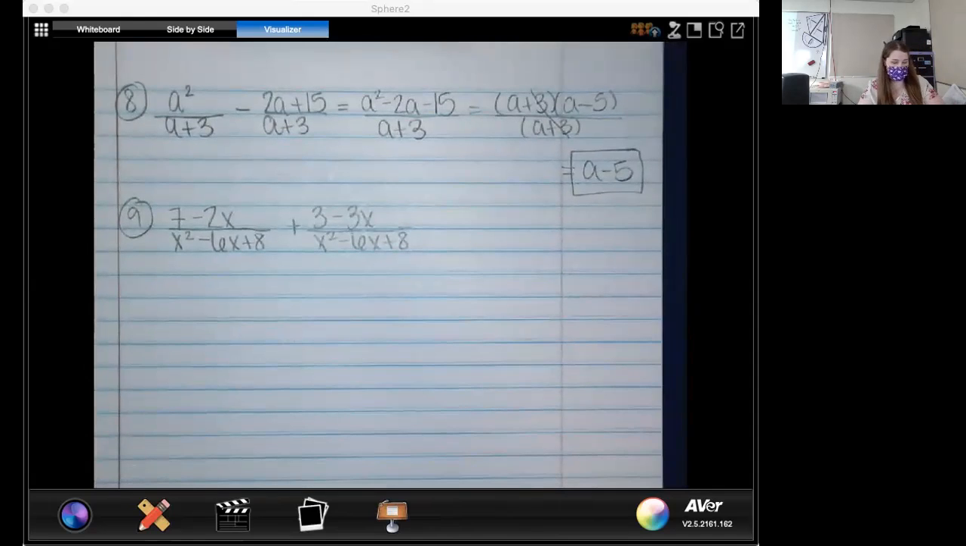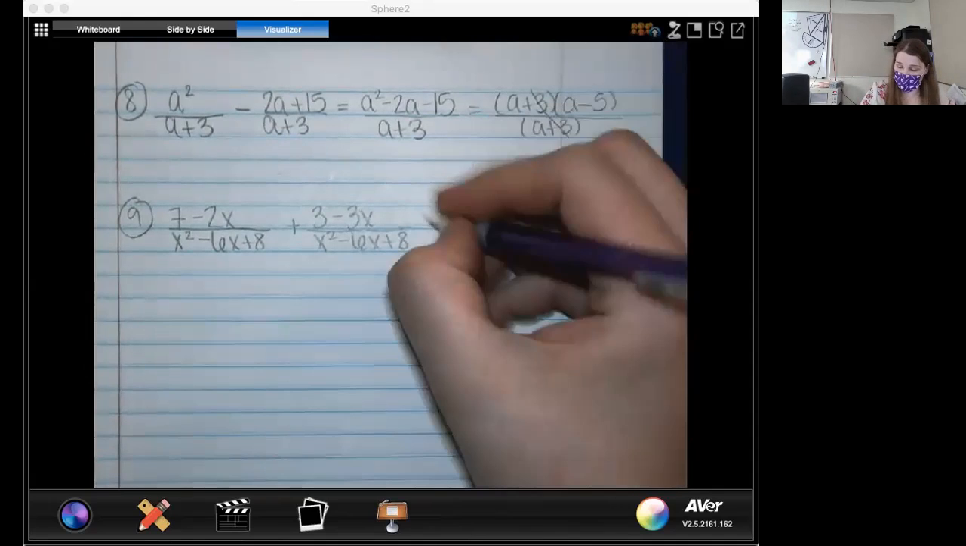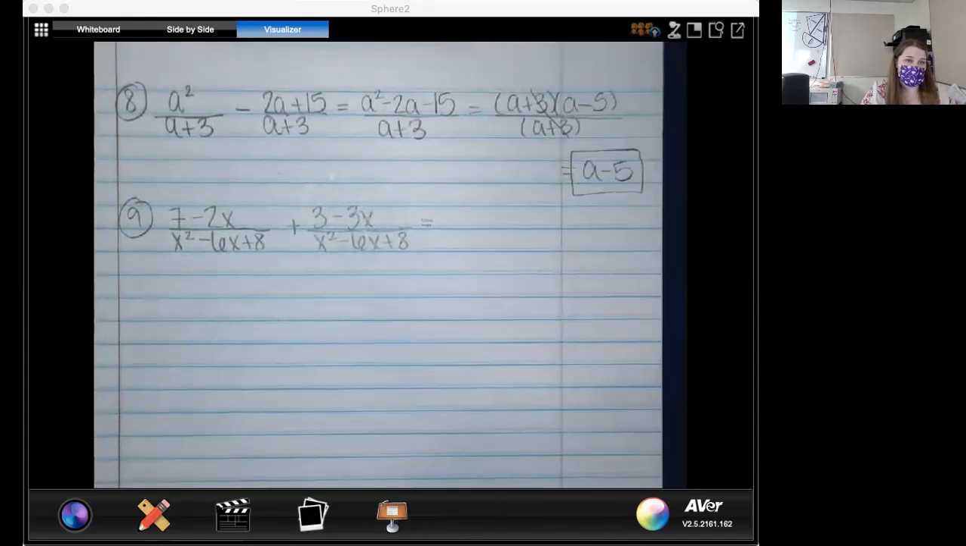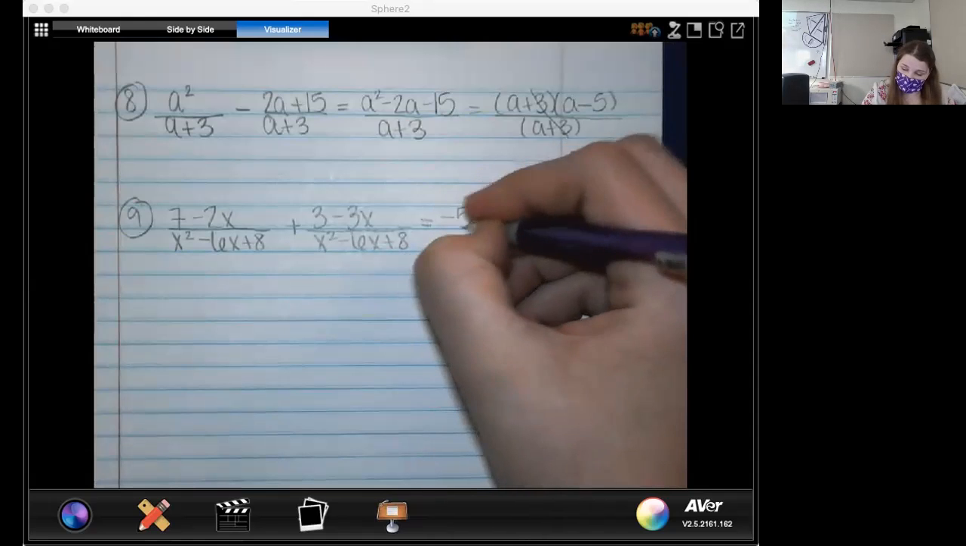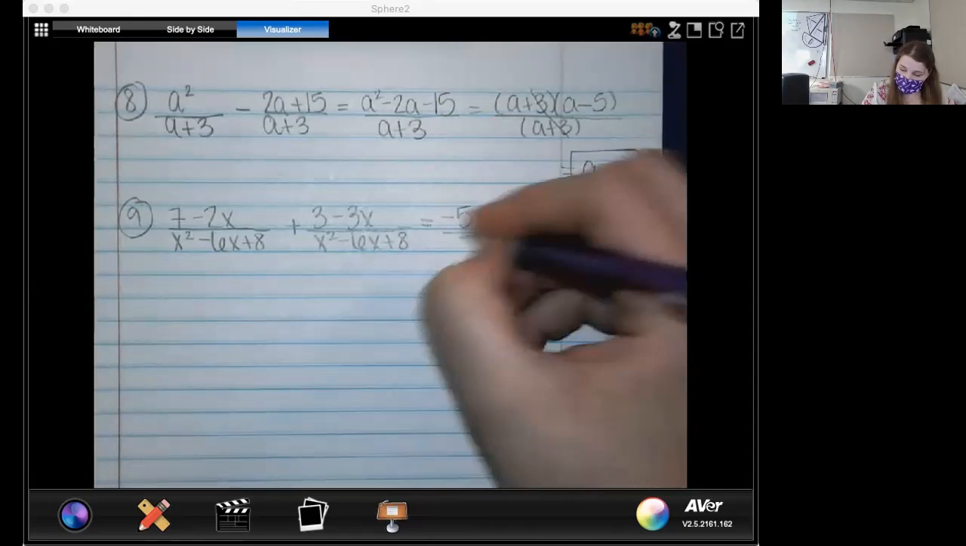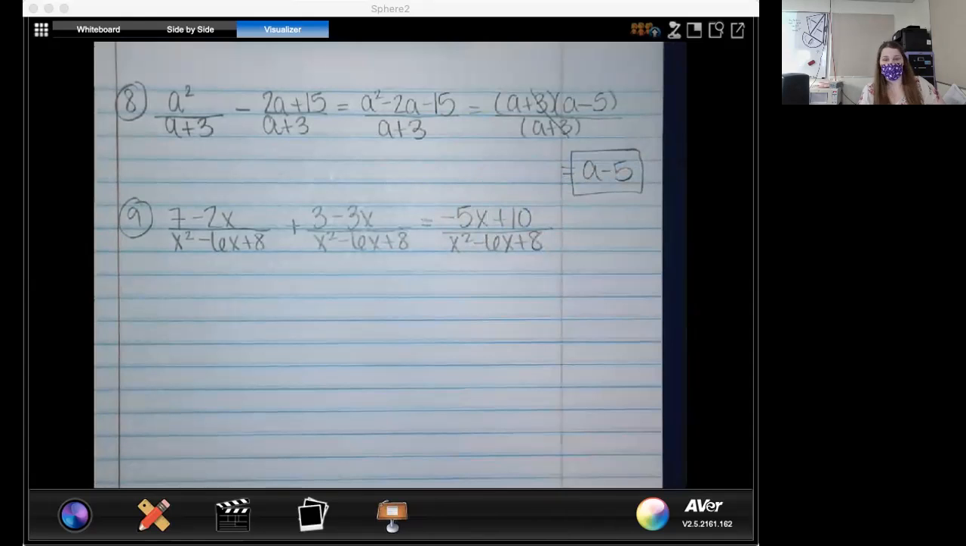Now, in the numerator, because we are adding, you can just add and combine at the same time. Sorry, some people are still writing the original problem. Sometimes I go too fast. 7 minus 2x divided by x squared minus 6x plus 8, and then plus 3 minus 3x divided by x squared minus 6x plus 8. So when we combine the numerator, what do we have remaining? Negative 5x plus 10 divided by x squared minus 6x plus 8. Right. In the numerator, what can we do to simplify?